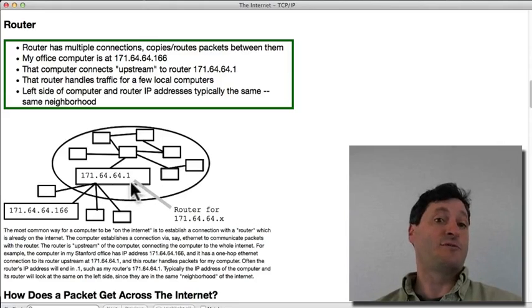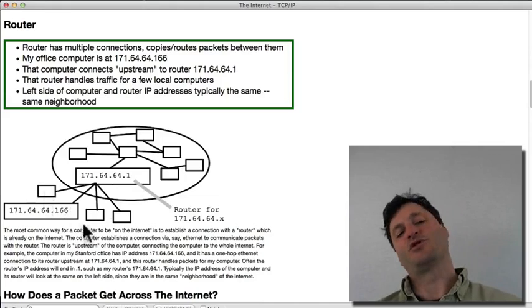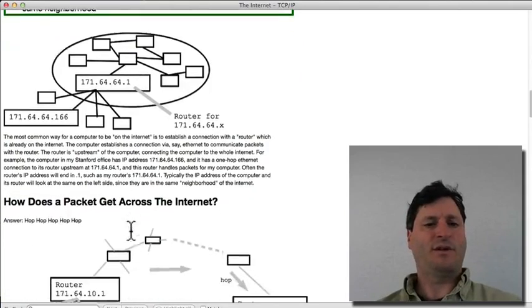One pattern you'll notice is that, say here's my computer and a few computers in offices next to mine, a lot of times the router will have the .1 or .2 address. The rightmost number will be small, and then it's servicing all the computers with .50 and .166, whatever, over here.